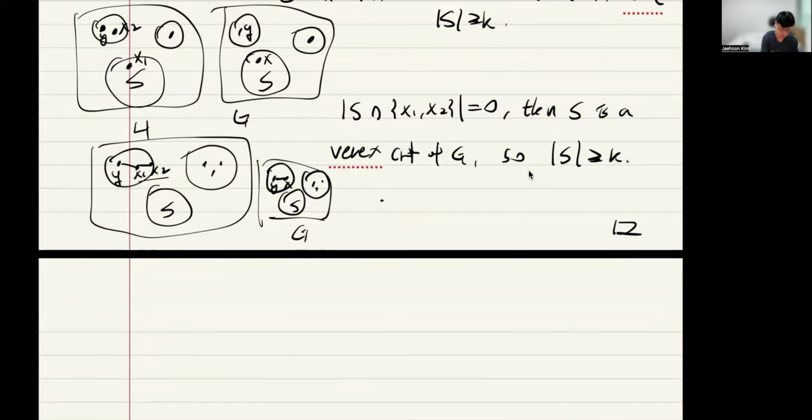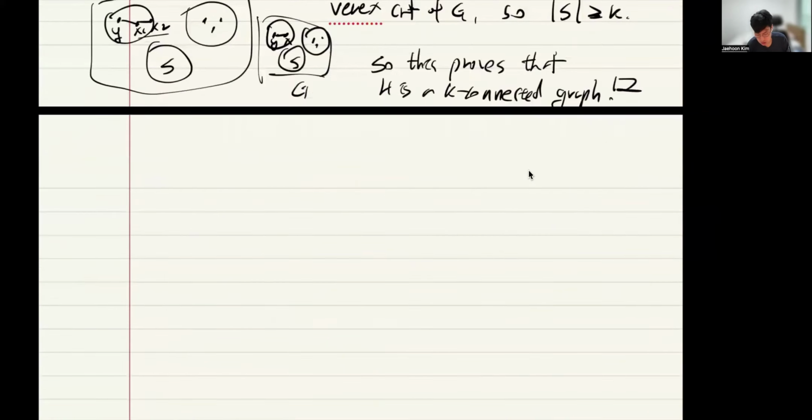So this proves that H is a k-connected graph. So indeed, this k split is an operation that preserves k-connectivity. And using this, we will study the structure of 2-connected graphs and 3-connected graphs. And that's what we will do in the next video. In the next video, we will study the structure of 2-connected graphs.